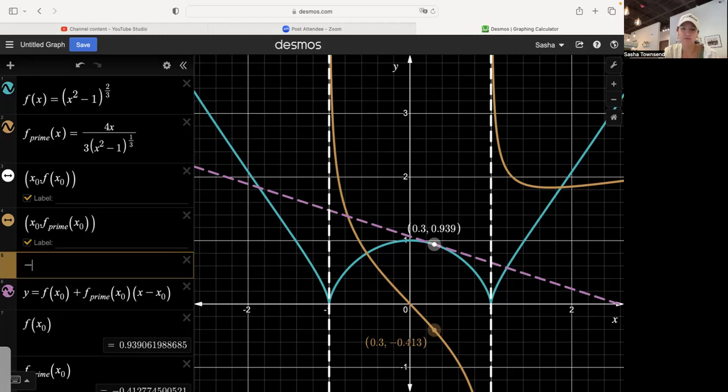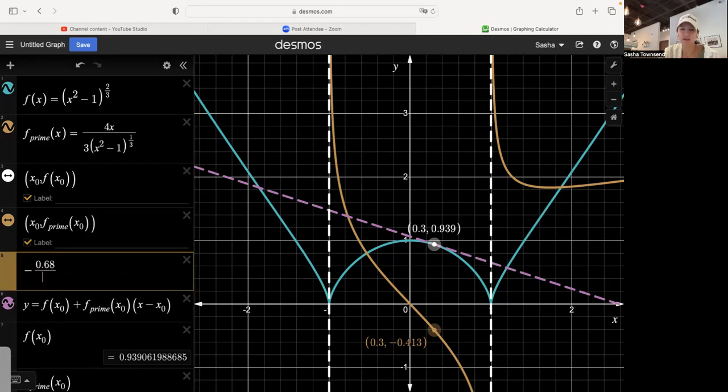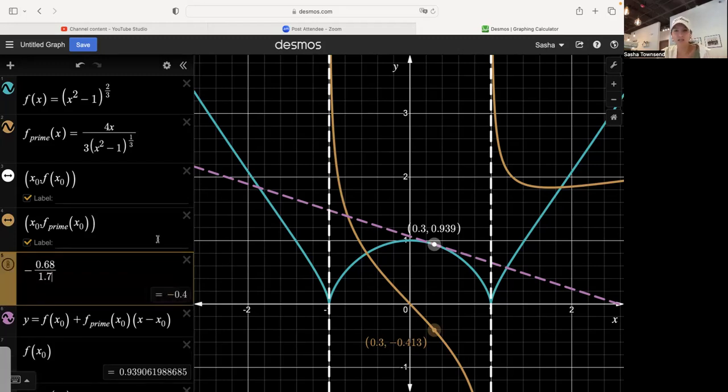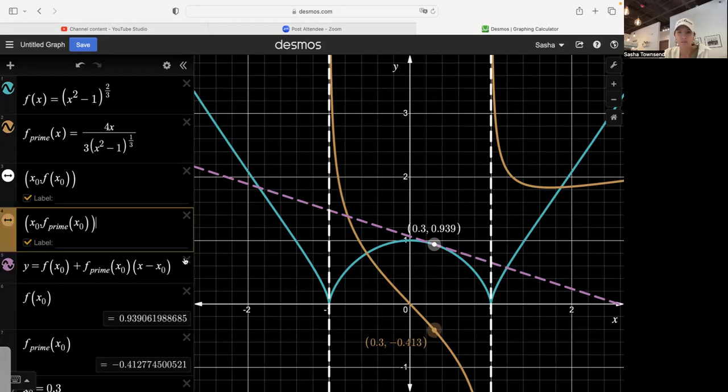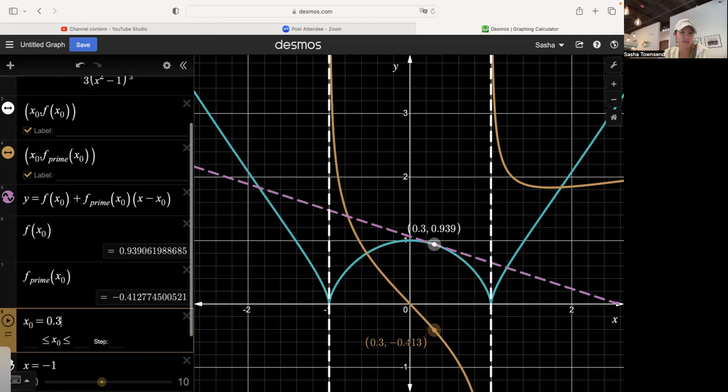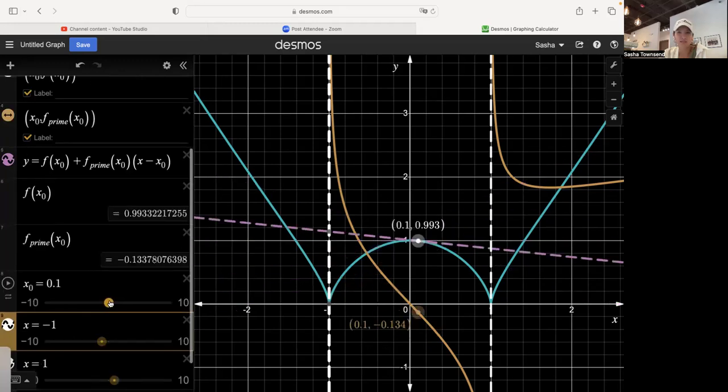So I go negative 0.68 divided by 1.7, which is approximately negative 0.4, which is what we get when we look at the derivative value. The value of the derivative at that location is about negative 0.4. So our calculations are consistent. It looks like our graph, at least for that point, is giving us the correct slope. The graph of the derivative is giving us the slope of the tangent line at that particular location. And as usual, we can always move that x value around, get different slopes.